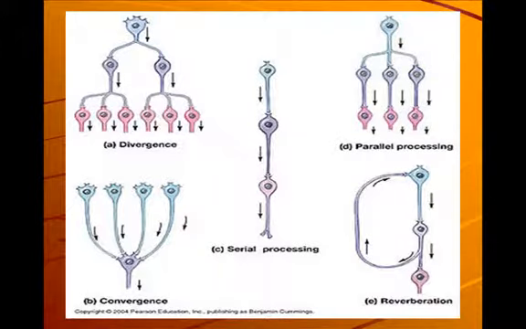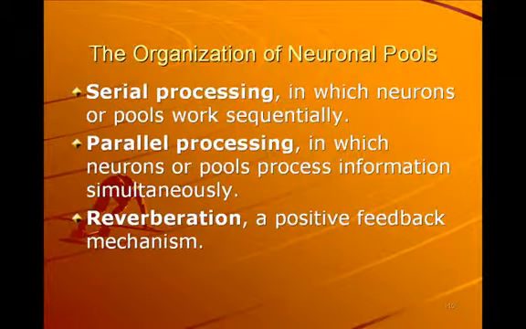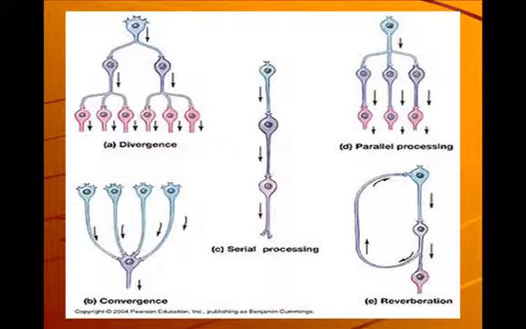These are illustrations demonstrating divergence and convergence. Some other terms that we're going to talk about in just a minute, serial processing, parallel processing, and reverberation, will also be discussed. So please pay particular attention to this illustration. Serial processing is where neuron pools work sequentially. Parallel processing is where neuron pools process information simultaneously, and reverberation is a positive feedback mechanism.